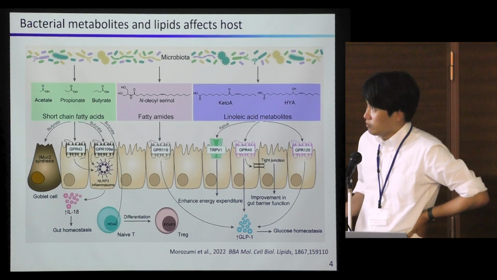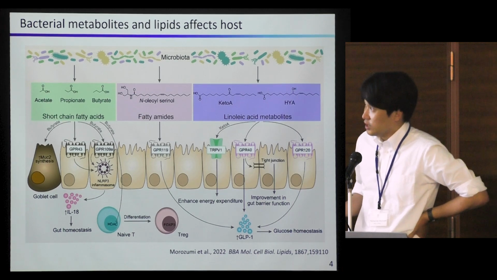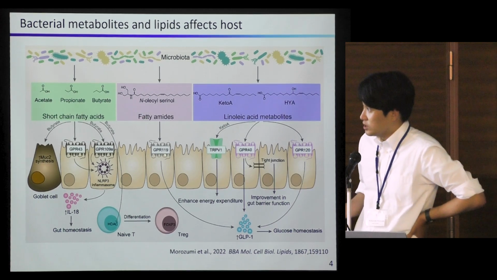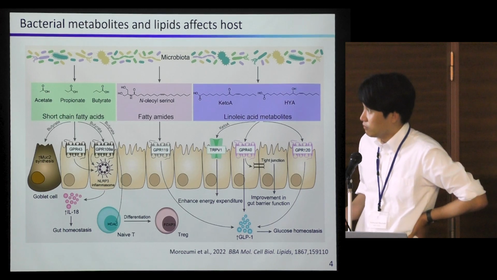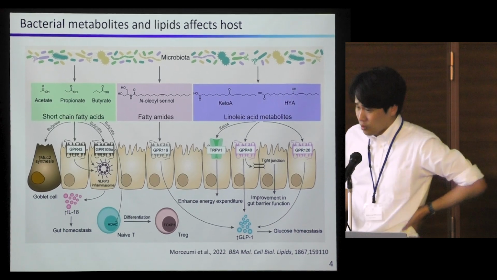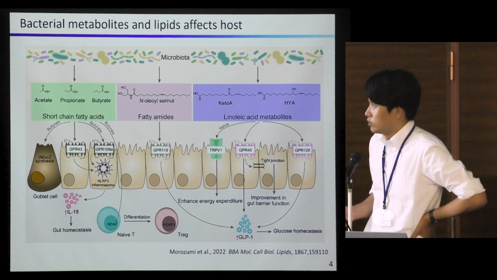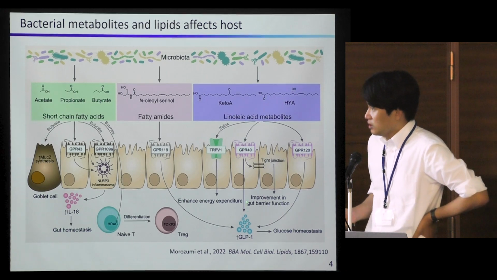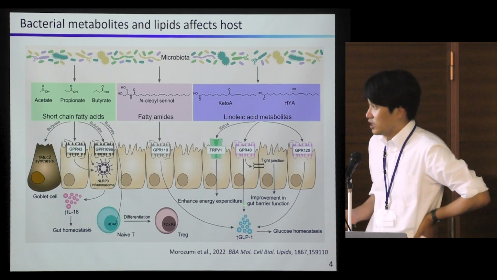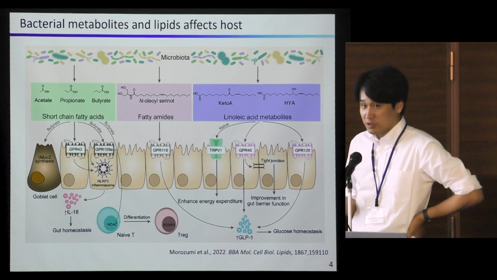And also there are some reports about long-chain fatty acid metabolism by microbiota. Recently, fatty acids conjugated with amino acids act on GPR119 and increase glucose homeostasis. Also, the hydroxylated or oxo forms of linoleic acid affect GPR40 or 120 or TRP channels, and they control energy expenditure or glucose homeostasis. But these are very famous examples.